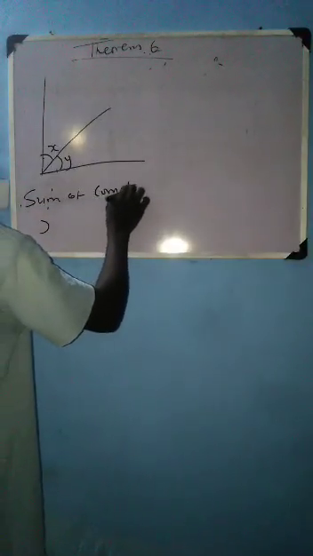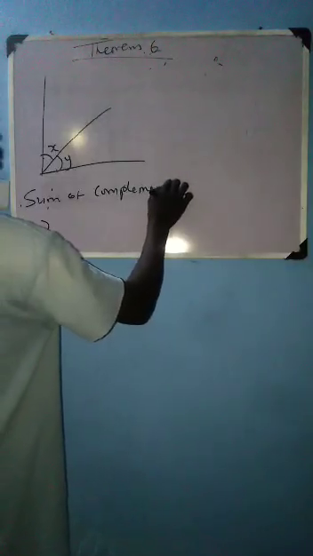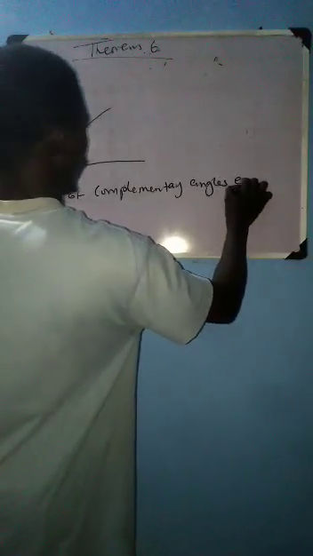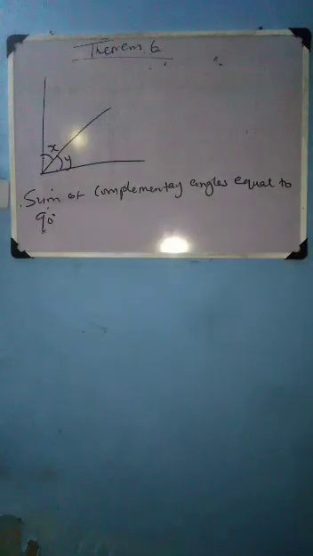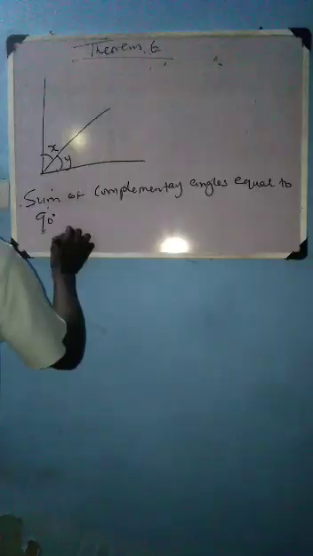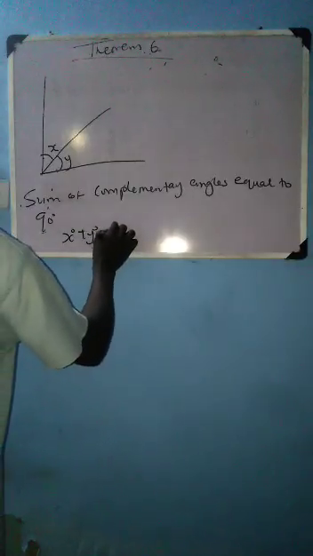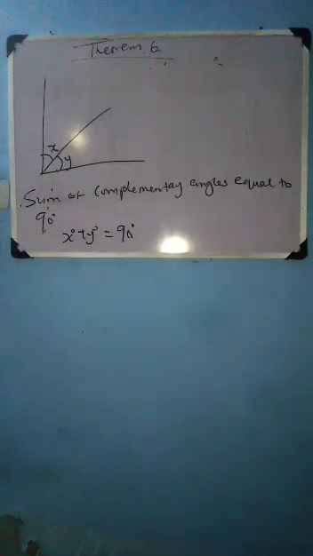Sum of complementary angles equals 90 degrees. We said that earlier. So a complementary angle equals 90 degrees. So angle X degree plus angle Y degree is equal to 90 degree. Sum of complementary angles. Take it down. No time.